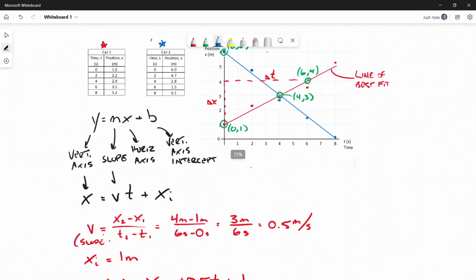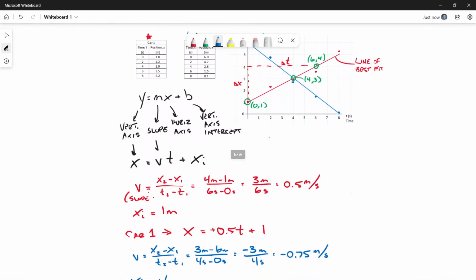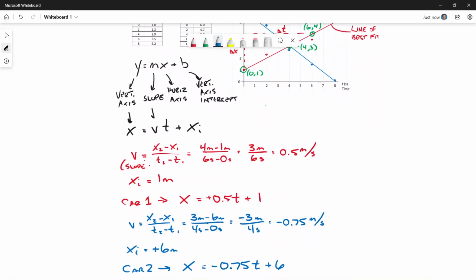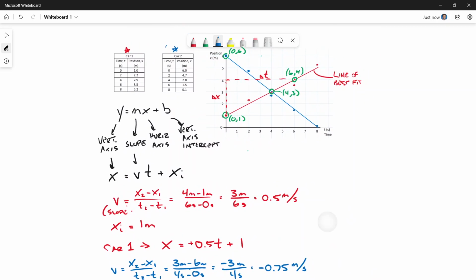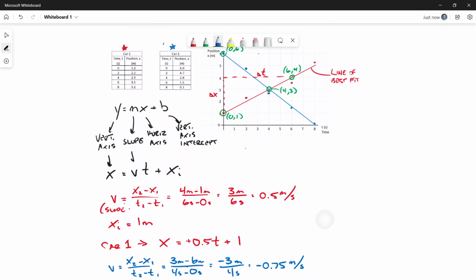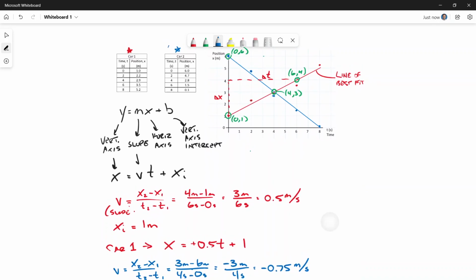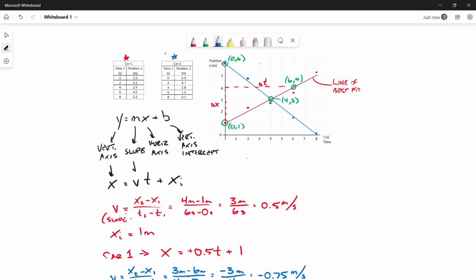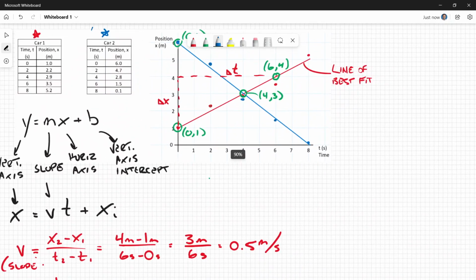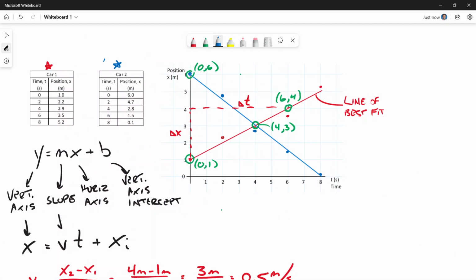All right, so here we see the power of using these models to predict where these cars are going to be. Now, let's take it one step further. What if these cars actually started at the same time, on the same track? They would collide, they would run into each other. Well, on the graph, where does that occur? Well, there is only one position where these cars would be at the same location at the same time.